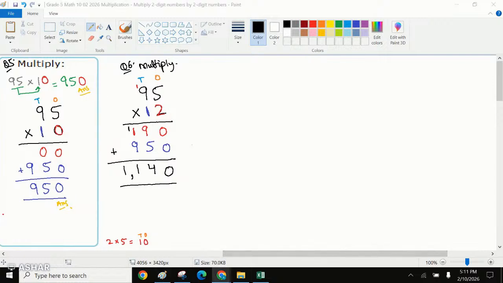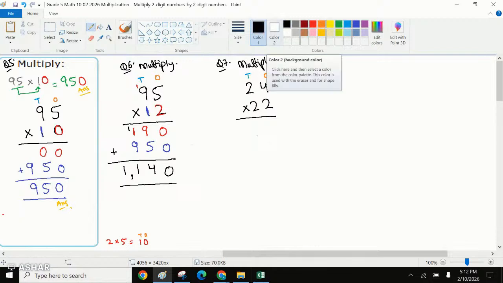Let's try our next question. The next question says multiply 24 by 22. So we know that this is ones and this would be tens. The next question, question number 8, we'll look at a difference.